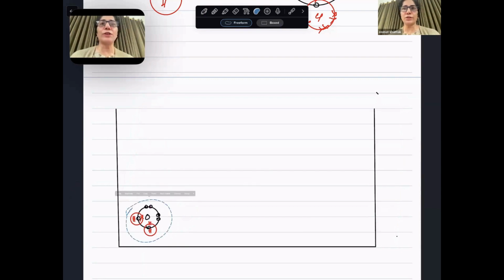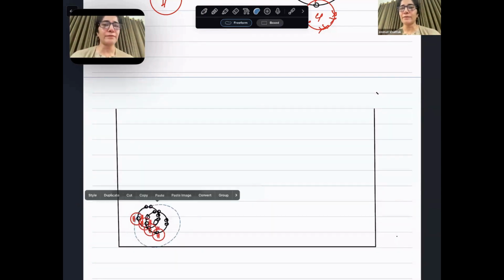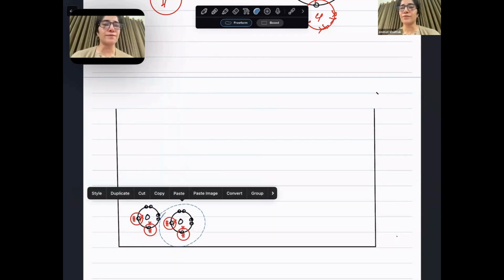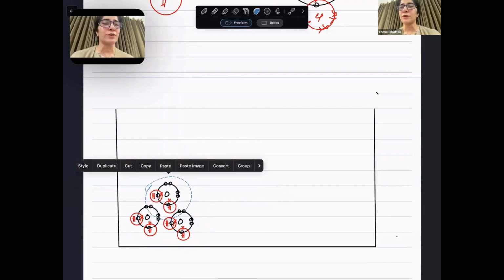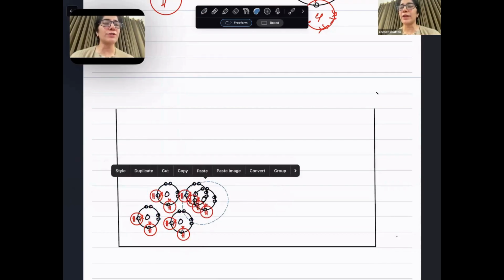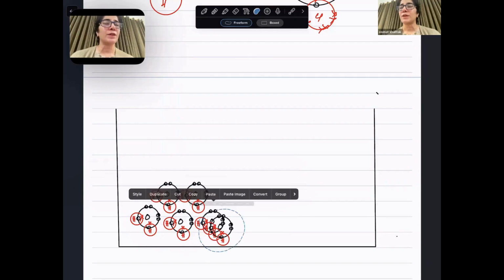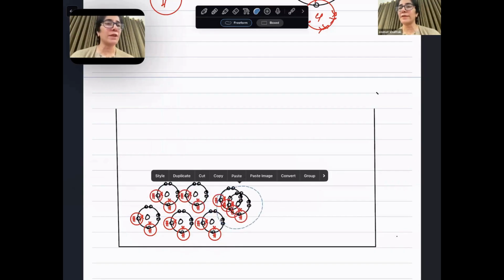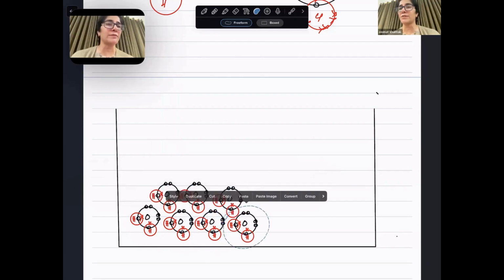This is one water molecule. Another water, very close. Another water. Another water. Wow, this is what I like about the iPad.